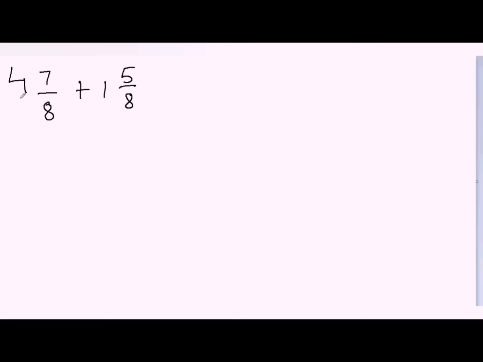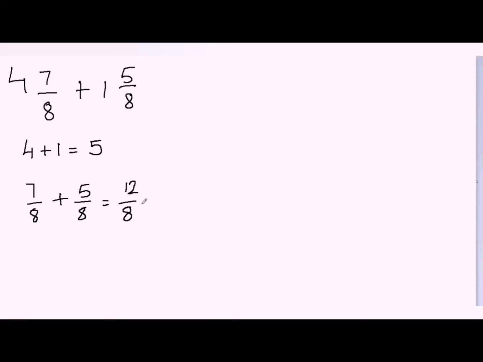So let's add the whole numbers first. The whole numbers I have are 4 and 1. So 4 plus 1 equals 5. I'm done adding the whole numbers. Now I have to add the fractional parts, 7 over 8 and 5 over 8. The good thing is I have like denominators, so I don't have to worry. I can just add the numerators. So 7 plus 5 equals 12, and I still have the denominator 8.